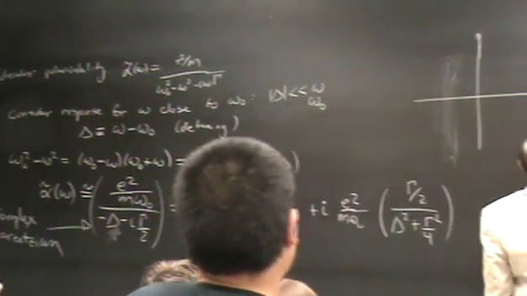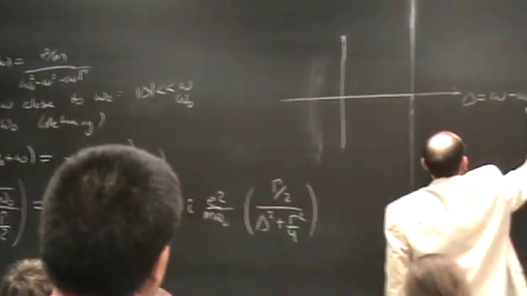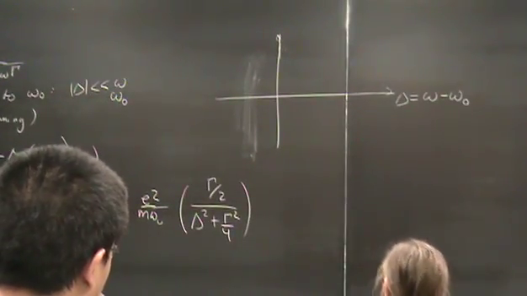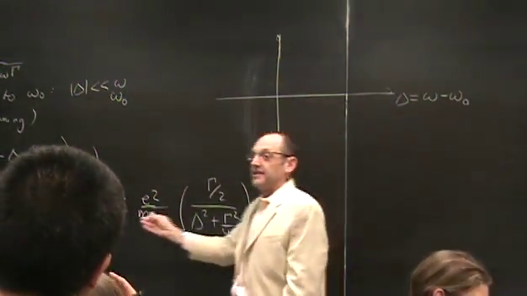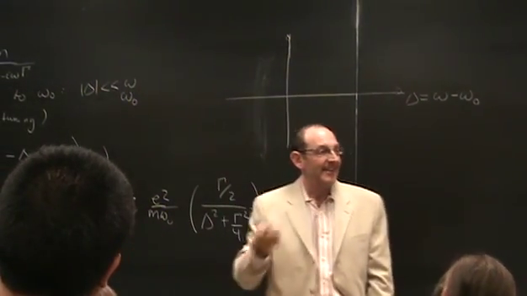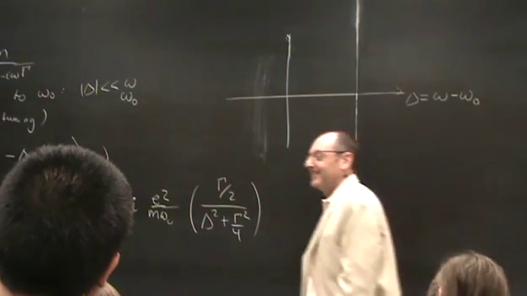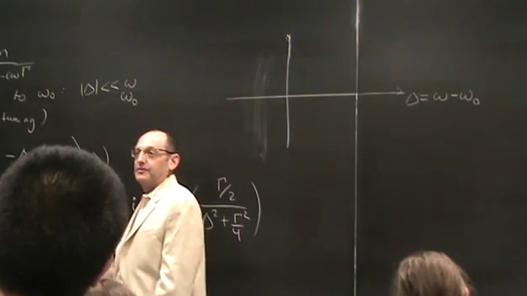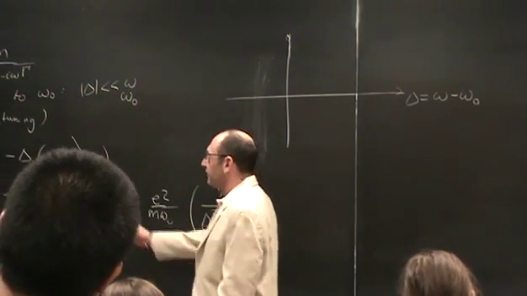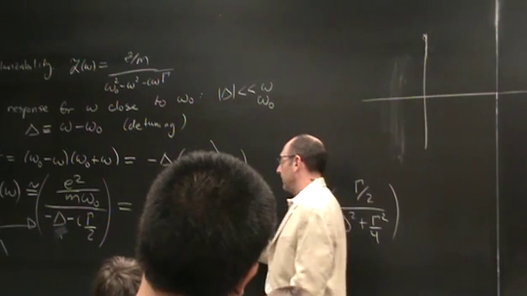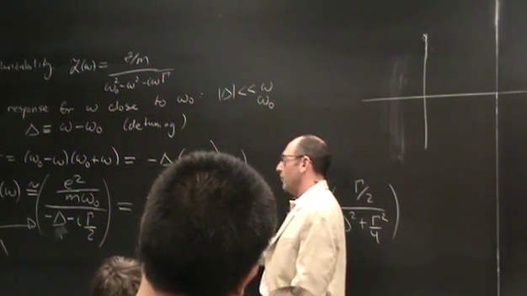As a function of the difference between the applied frequency and the resonant frequency. How do you sketch a function like this? You don't have Mathematica, which is in the test. You've got to sketch it. Well, you look at the limits, right? So for delta small, meaning delta is small compared to gamma, this goes like 1 over delta.